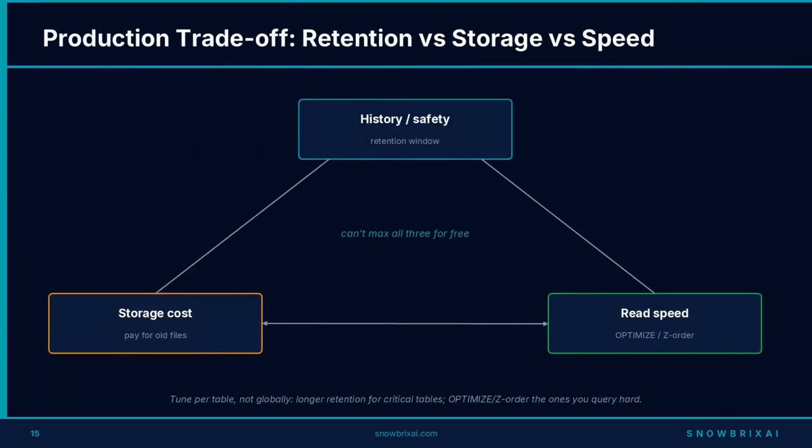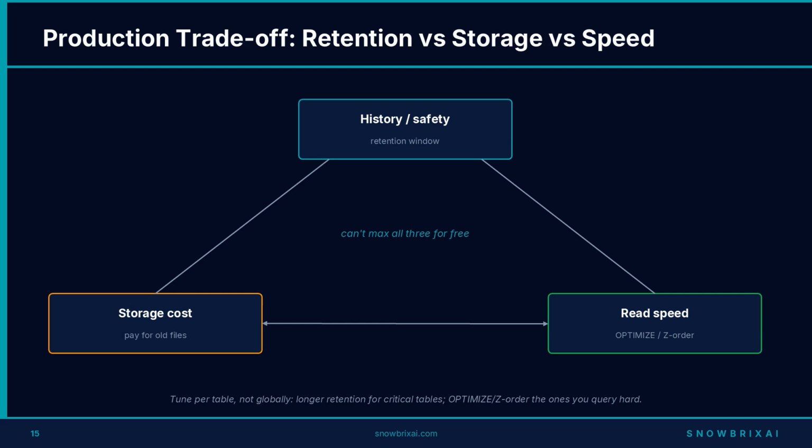Every production choice here is a trade-off. Let me make the triangle explicit. Keep more history and you get more time travel and more safety, but you pay storage for all those old files. Run Z-order and optimize and your reads get faster. But each run spends compute upfront. You cannot max all three corners for free.